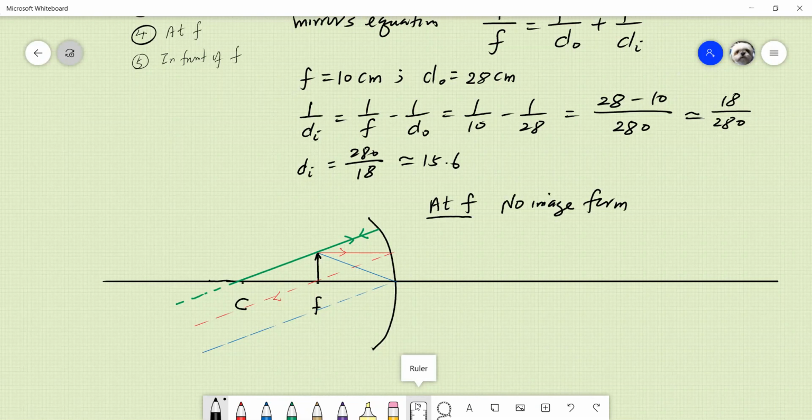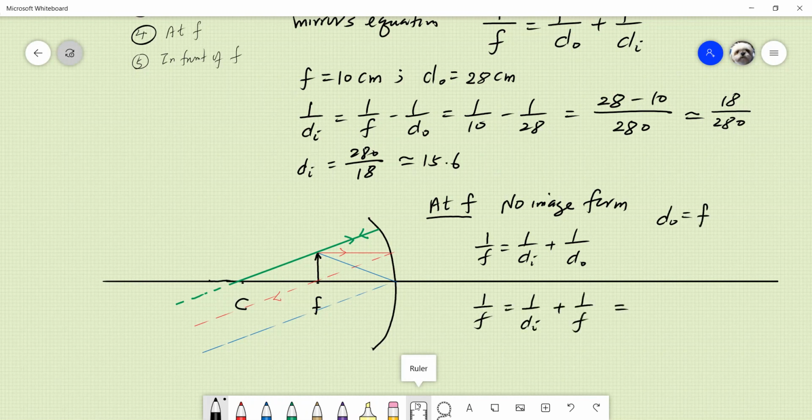Now we can verify that with the mirror equation. Remember, 1 over F equals 1 over DI plus 1 over DO. What is my DO equal to here? We are sitting on the focal point, so DO is just equal to F. So therefore, I have 1 over DI equals 0. Then the only way DI forms is at infinity, meaning they are parallel. Make sense?